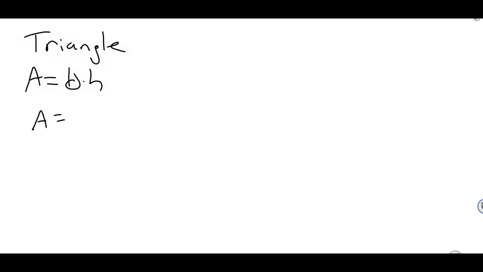What is the formula for area of a triangle? What do you think, Gabe? Triangle. You don't need to write this down yet. Area equals base times height. Anyone else? Michael. Area equals base times height divided by 2. Anyone else?